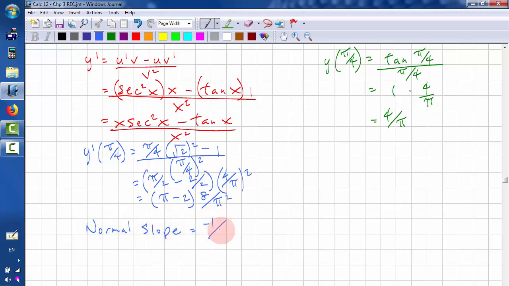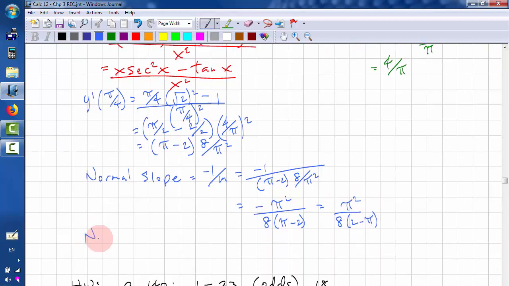So now we need the normal slope. That's negative 1 over m. So that's negative 1 over pi minus 2, 8 over pi squared. So we can simplify that, minus pi squared over 8 pi minus 2. We can eliminate this negative sign by flipping this binomial. Pi squared over 8 times 2 minus pi.